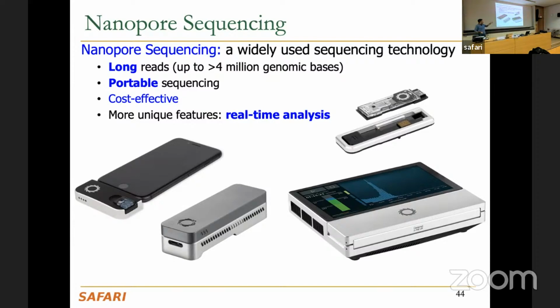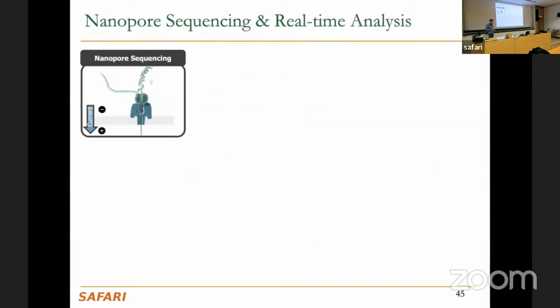It has the opportunity of portable sequencing: you can carry it around and do the sequencing. It is relatively cost effective. And it has a unique feature that we call real-time analysis, which I'll show you now. But before that, maybe I can visualize how nanopore works a bit better.